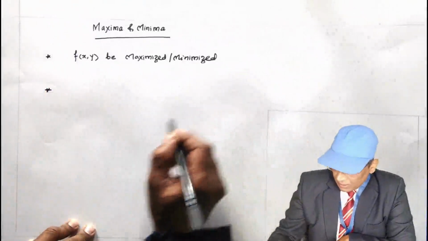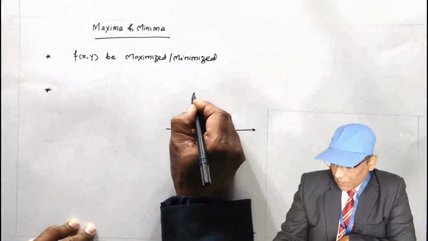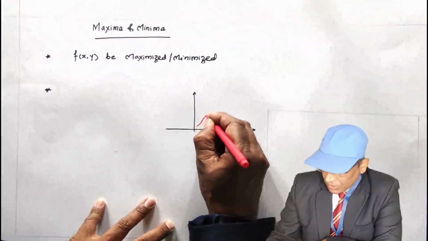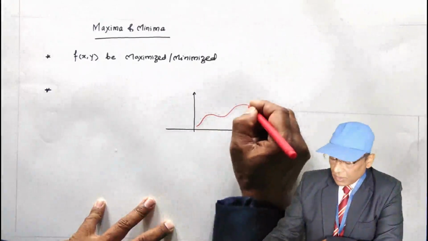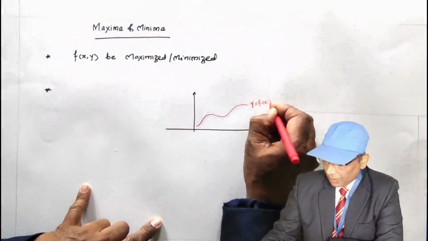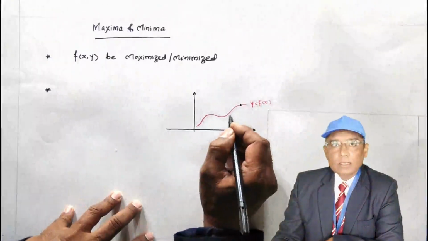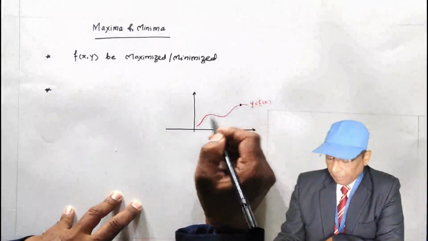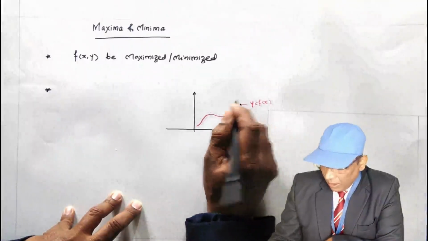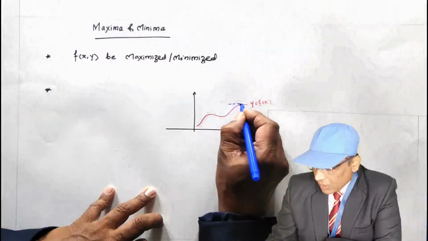Now, graphically, you are aware from 11th and 12th standard what maxima and minima are. You have studied this. Now, this is a function, f of x, y. This y equal to f of x, or f of x, y equal to 0, is a function. And this point is a maximum point of this curve. At the maximum point, this dotted line is the tangent.